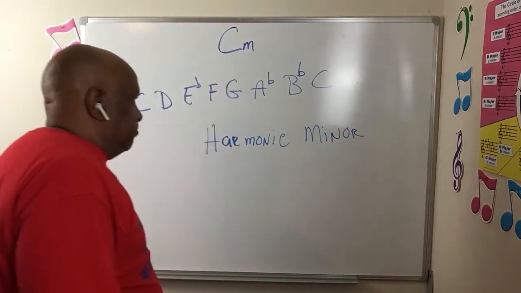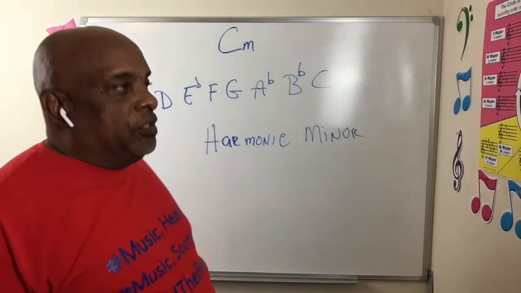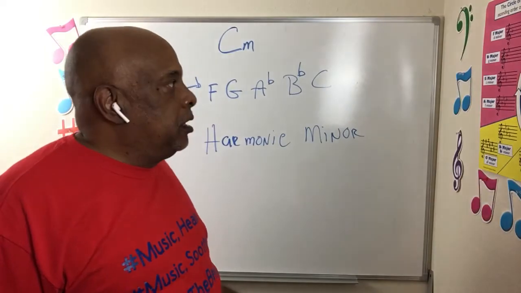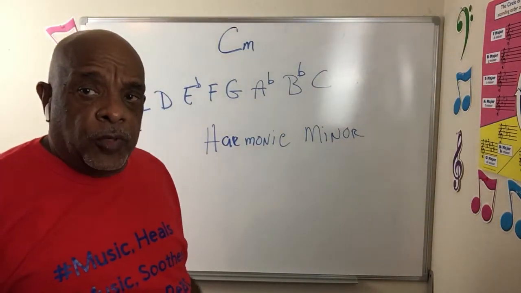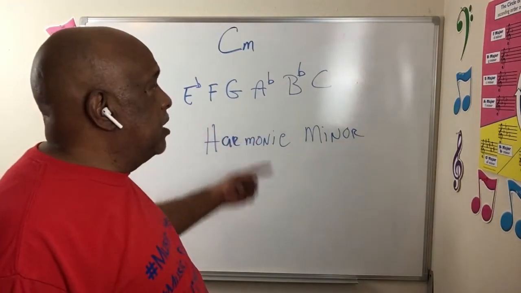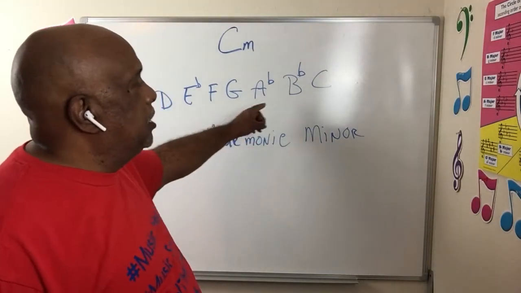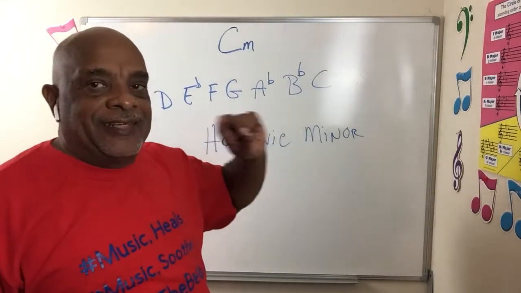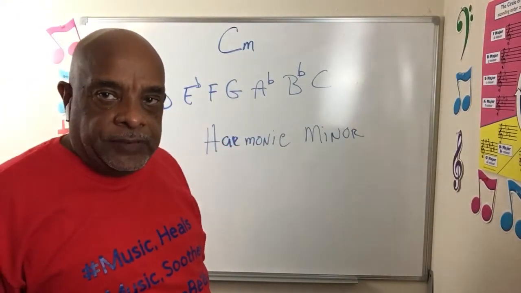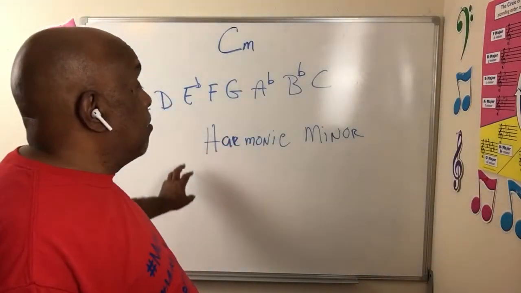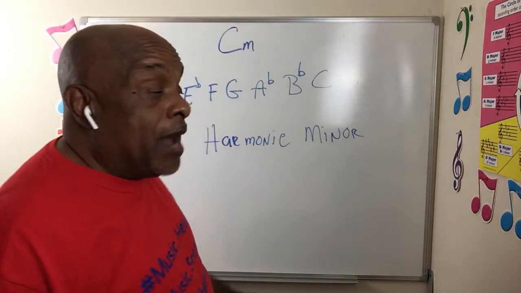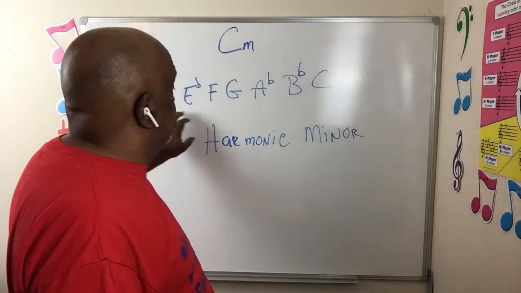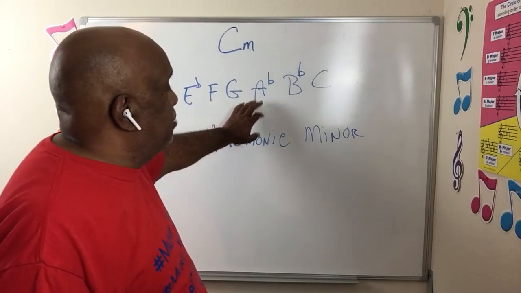Now, we just finished with the natural or the pure minor. In the natural or the pure minor, when you did the scale, you went C, D, E flat, F, G, A flat, B flat, and then back to the 1, the C. But now in the harmonic minor, there's a change. So in the harmonic minor, it's going to be C, D, E flat, F, G, A flat, B flat.